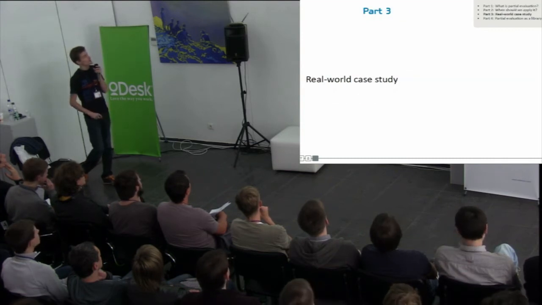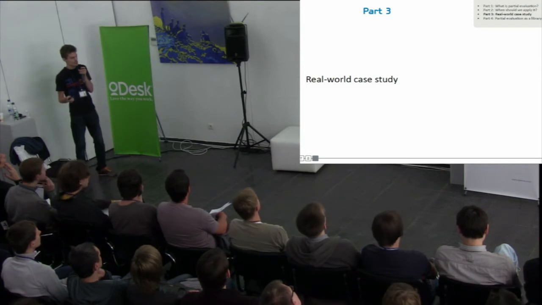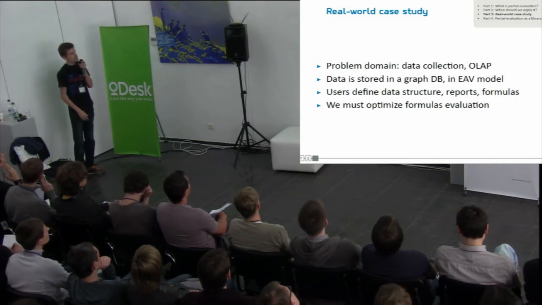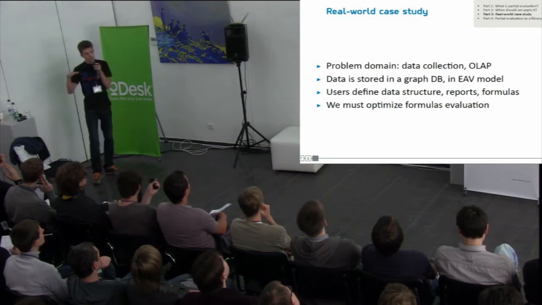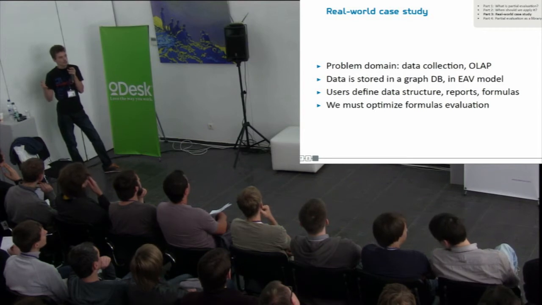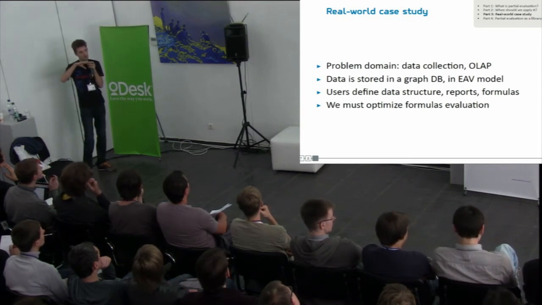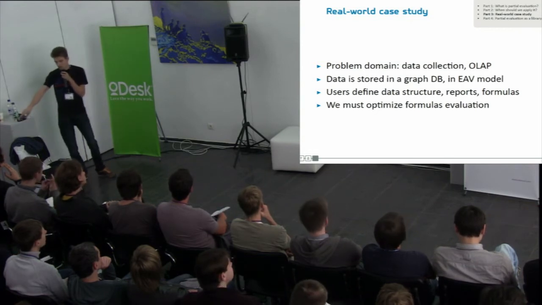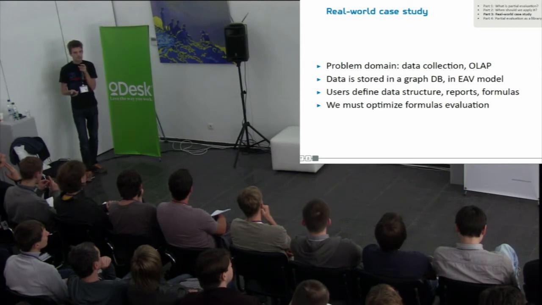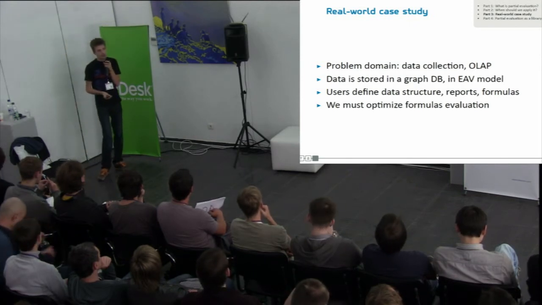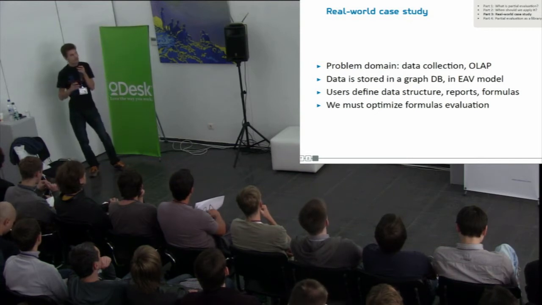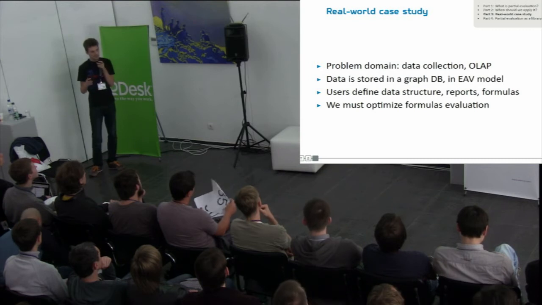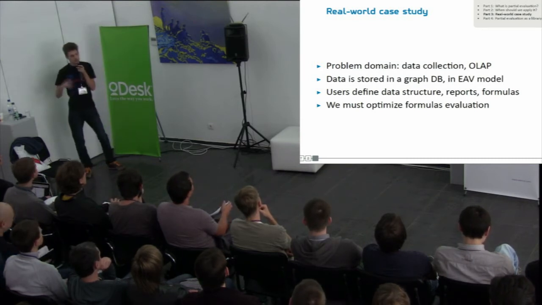OK, the third part is a real-world case study where we used partial evaluation to our benefit. The problem domain is an online data processing engine, and it does data collection. Users can define their data structures. They can define formulas. They can build reports that use these formulas. The data is kept in a multidimensional structure. The formulas are really expressive. For example, you can calculate the Fibonacci sequence. There is recursion, free variables, aggregation, and so it starts looking like a little programming language, but users really need it. So it's like Excel, but multidimensional, and it works with a lot of data.